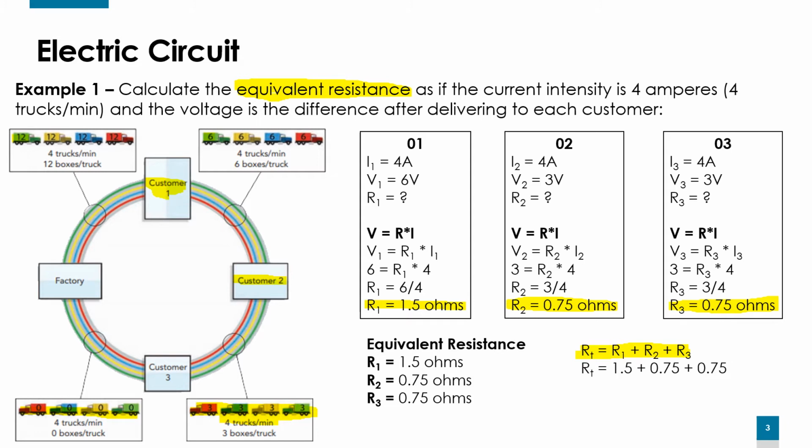Because it's a series, the equivalent resistance is the sum of all three. So the resistance is going to be 1.5 plus 0.75 plus 0.75. When I add all of them, I get 3 ohms. So my total resistance, my equivalent resistance, is 3 ohms. Okay?